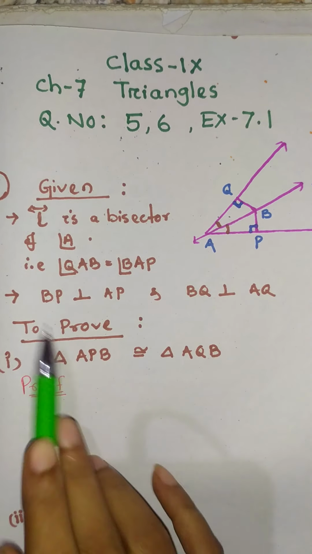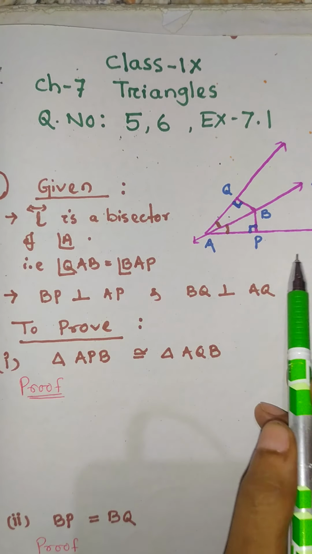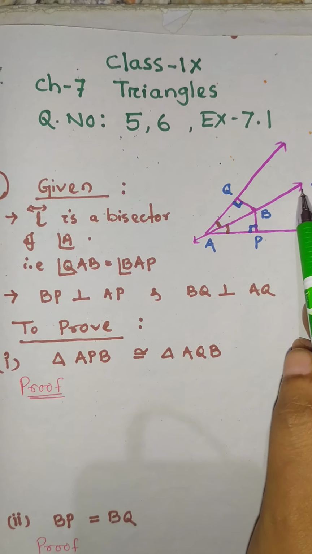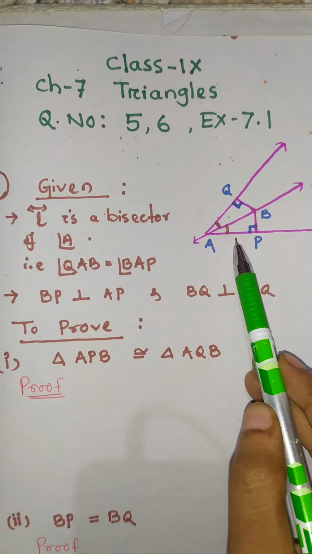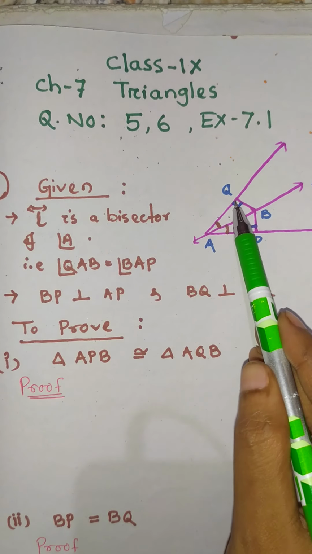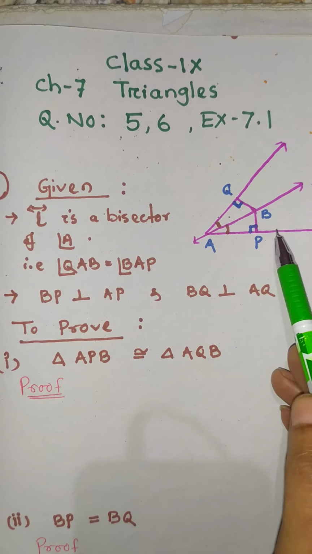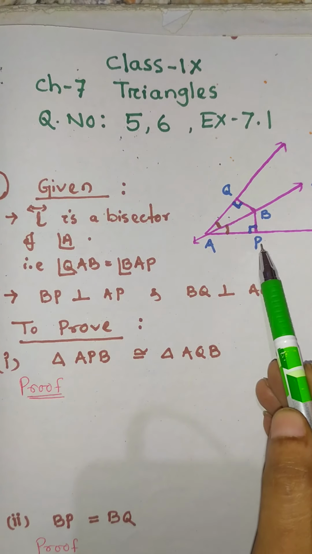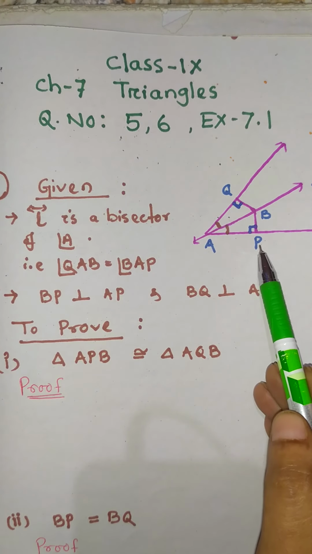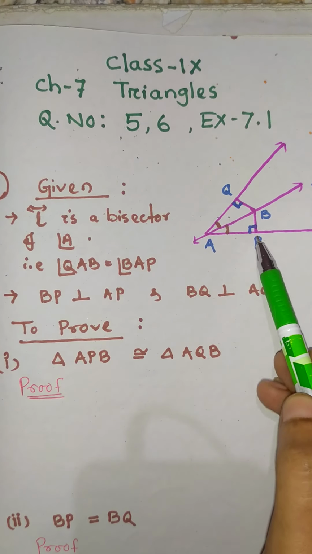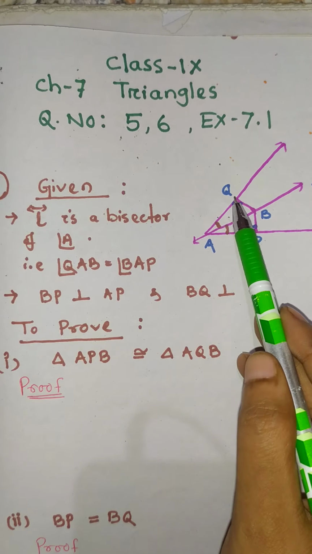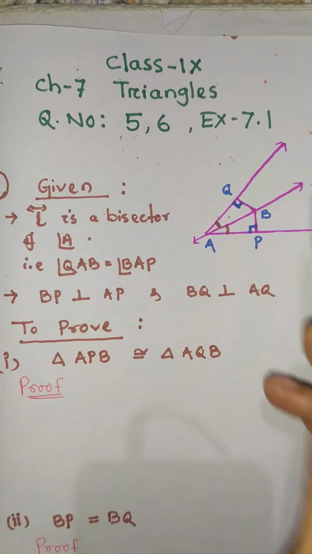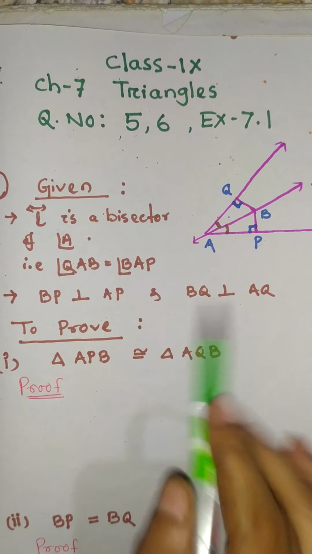Question number 5, the figure is this one, and it says line L is a bisector of angle A. That means we can conclude angle QAB is equal to angle BAP. The next given is BP is perpendicular to AP and BQ is perpendicular to AQ. So this much data is given to us.